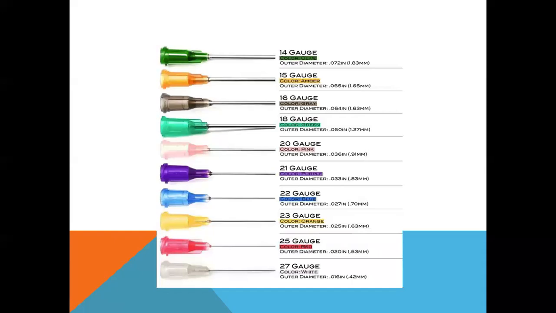Coming to the picture, this is a picture which shows us the color and the sizes of the needle. Olive green color indicates the 14 gauge needle. Amber color indicates the 15 gauge needle. Gray color is a 16 gauge needle. Green color is 18. Pink is 20. Purple is 21. Blue is 22. Orange is 23. Red is 25. White is 27. I'm not going to repeat it again. You just take a pic of this slide, and this is the most important slide. You might get a question based on this slide also.